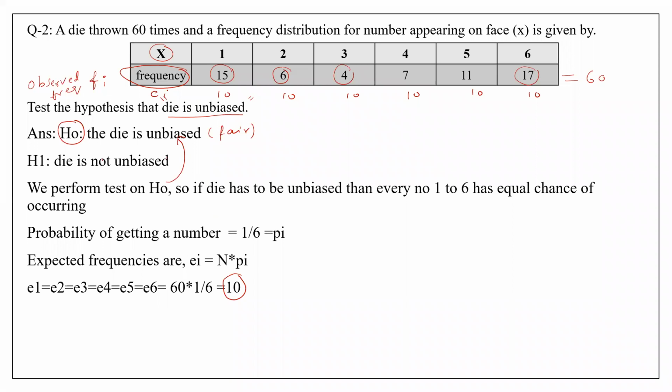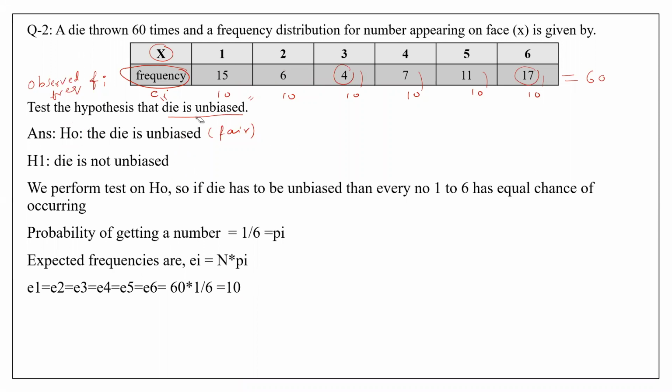All right. So this is your Fi and this is your Ei frequencies. Now you can see there's a lot of difference between the observed and the expected frequencies. For number one, your observed frequency is 15, whereas the expected frequency is 10. For number two, your observed frequency is 6 in the experiment, but the expected frequency is 10, and so on. So now we will run the test and check whether the dice is fair or unfair.